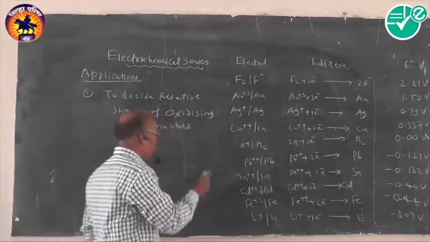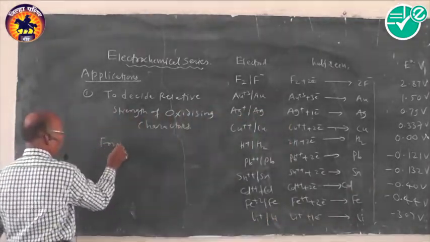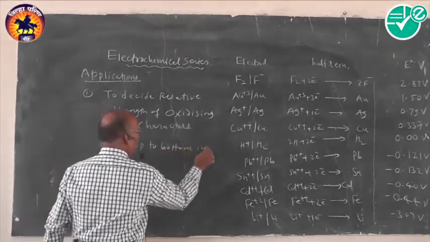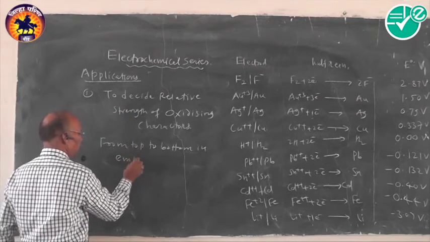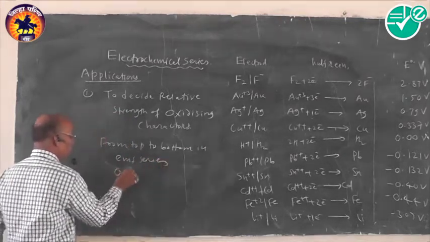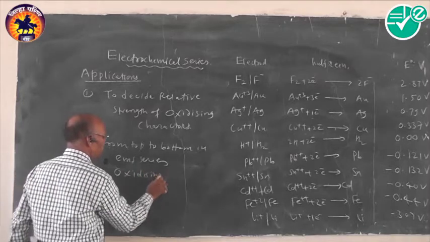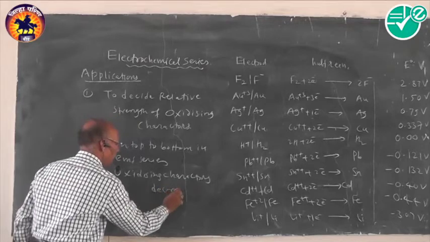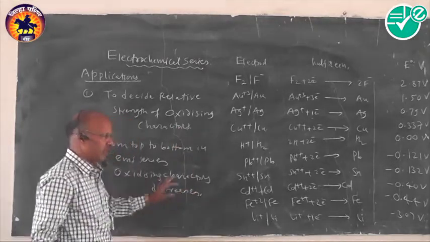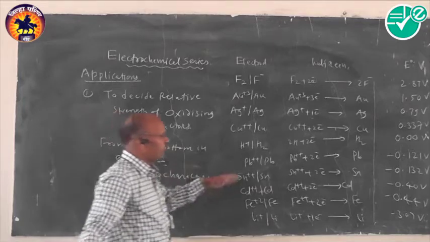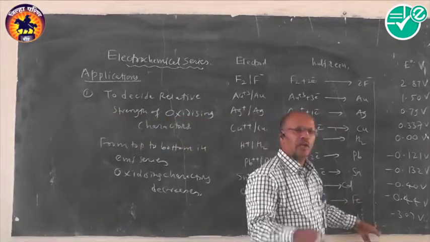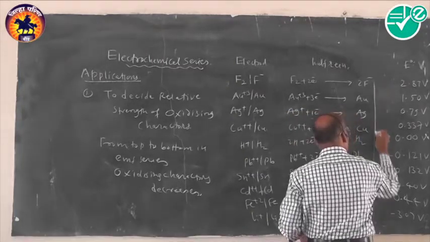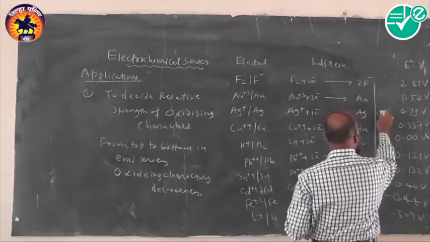Okay. So particularly from top to bottom in the EMF series, oxidizing characters always decrease. We have to remember this point as a main or key point. Top to the bottom, oxidizing characters always decrease. So in this particular case, remember that oxidizing characters always decrease.